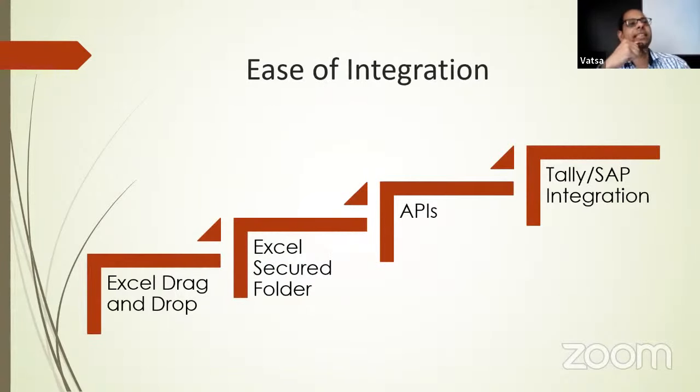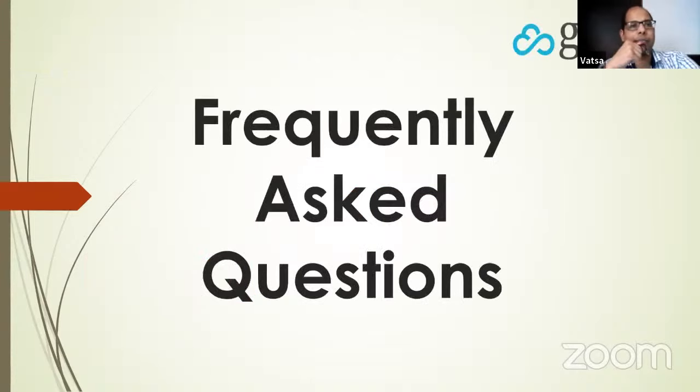So GSTZen has multiple solutions, shown in increasing order of ease of use. The solutions on the right are very easy to use. In the blink of an eye, in Tally, you press a button and the e-invoice will get generated. On the left-hand side are solutions which are a little bit slow. You have to prepare data in Excel and drag and drop it, and the e-invoice will get generated. I will show you a demo of some of these things shortly.